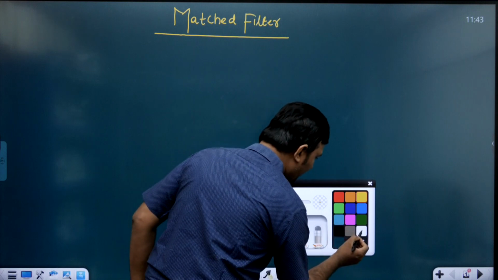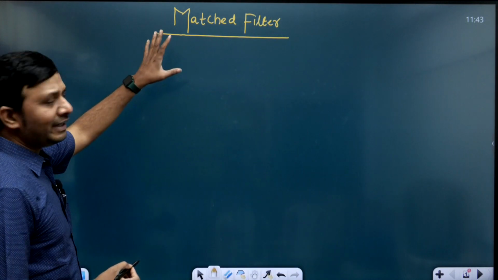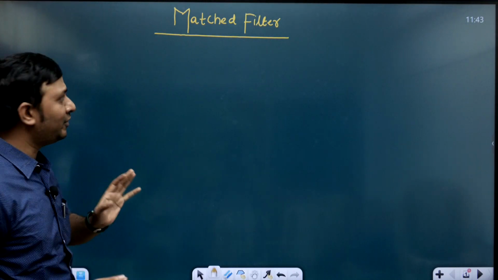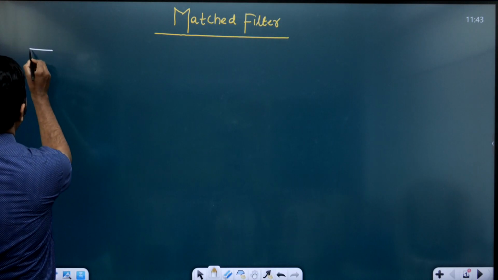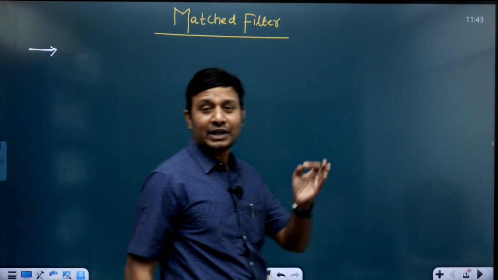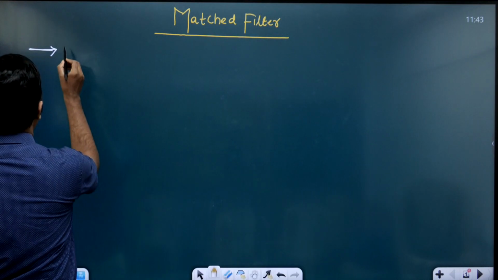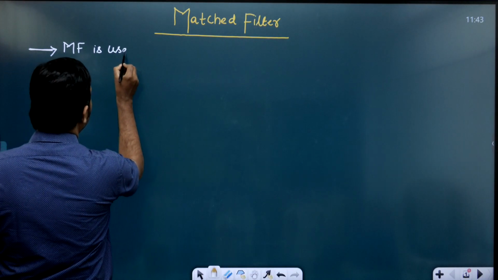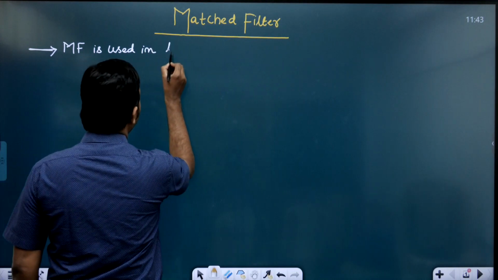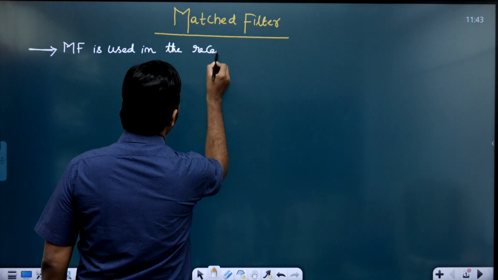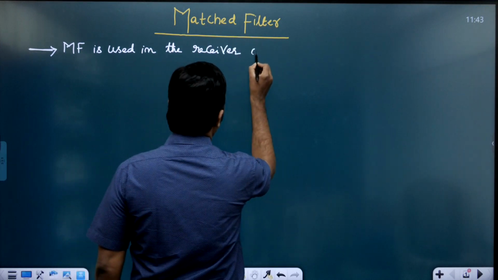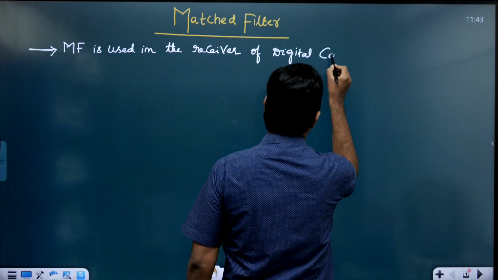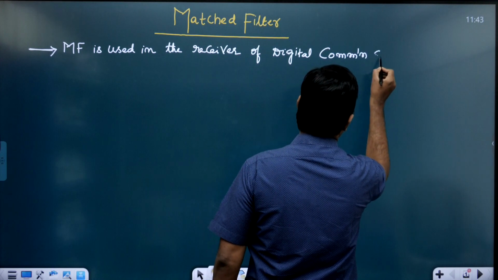First of all, how are you going to start? Here, what is the purpose of matched filter, or before going to see the purpose, where is matched filter used? Matched filter is used in the receiver of digital communication. Where is it used? Matched filter is used in the receiver of a digital communication system.